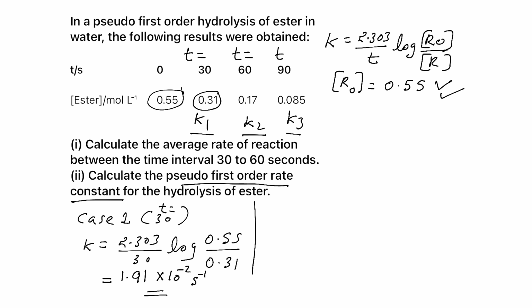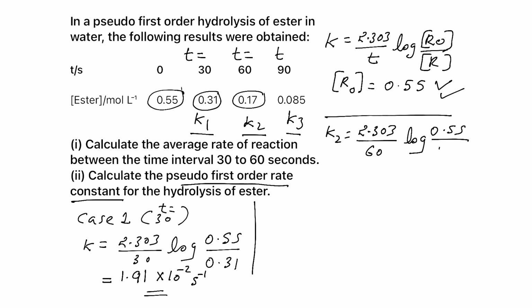Now for case 2, we can do for case 2, K2. What is that? 2.303 by, time is what? 60 log. Initial concentration is always 0.55 by, what is the present concentration? 0.17. Again, you have to do this by yourself. You will be getting like 1.957 into 10 raised to minus 2.